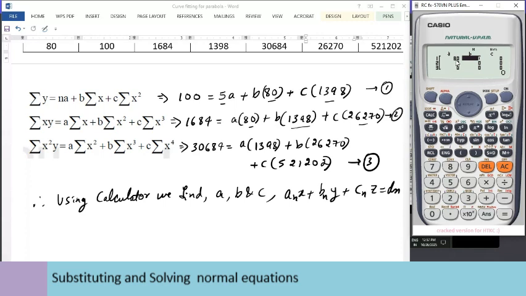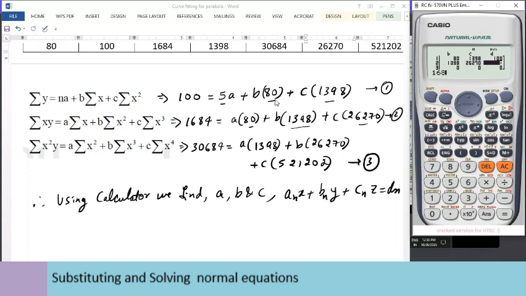oh sorry, I made a mistake here. I have to go first 5, correct? Sorry, 5 first. Okay. 5 equal to, here you can see on the left hand side it is 5a, so I'm going to take only coefficient 5. Then I have b, then I have c, then last is your d value. The d is nothing but which is equal to 100. Okay, similarly go with the next equation 80. Next we have 1398, then we have 26270, correct? Last d value is 1684.